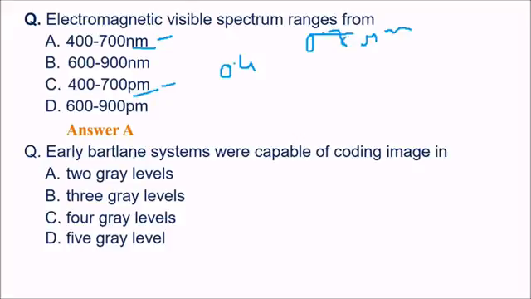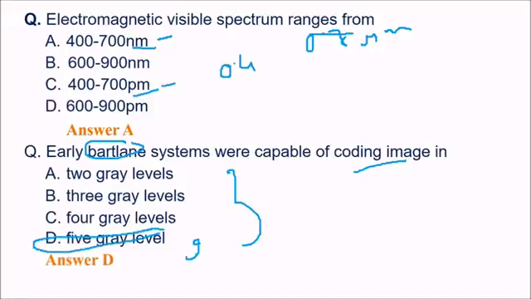Next is, early Bartlane systems were capable of coding images in what? The answer here is 5 gray levels.